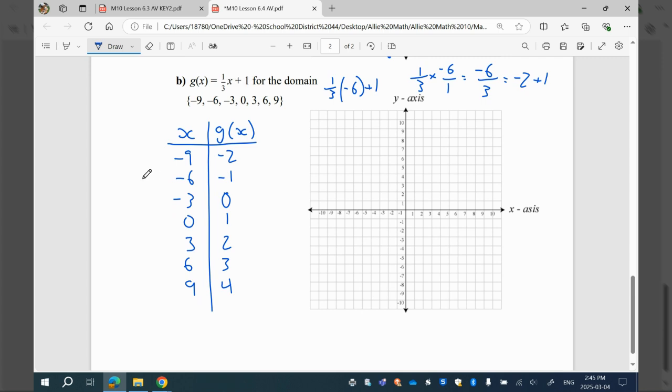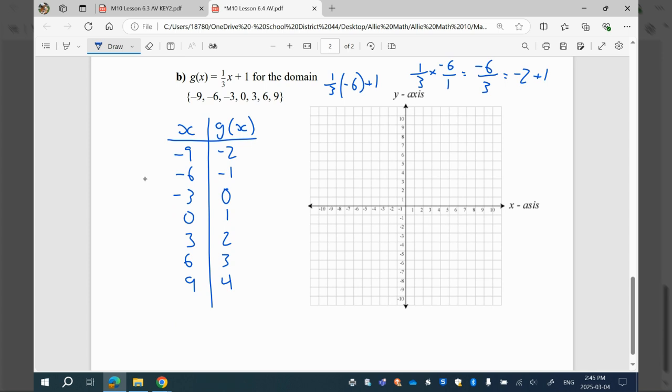And now let's plot it. We have our -9. Wait, is that negative? -1, 2, 3, 4, 5, 6, 7, 8, 9. Yeah, that's right. -2. We have -6, -1. -3, 0. We have 0, 1. We've got 3, 2. We've got 6, 3. And we've got 9, 4.